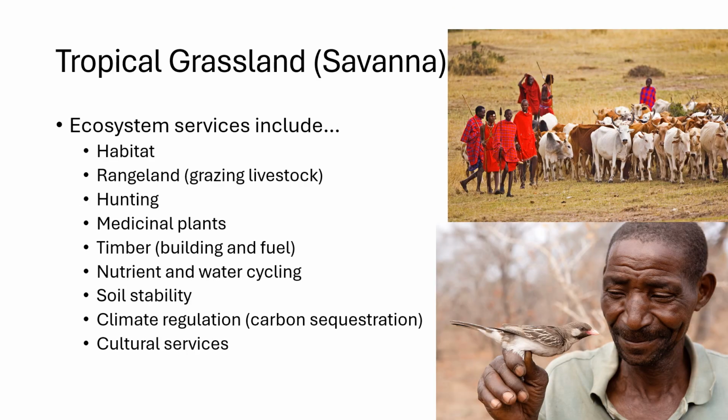Some of the ecosystem services include habitat, rangeland, especially for traditional nomadic herdsmen, but also for modern agriculture, hunting, medicinal plants, timber, nutrient and water cycling, many of the same things that we see in a lot of other ones.